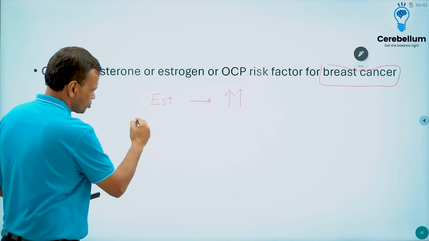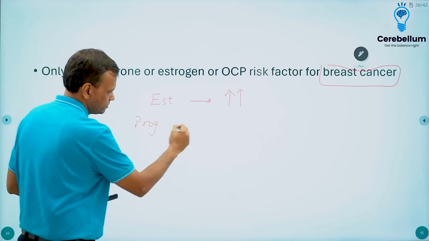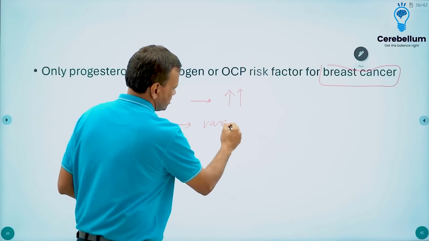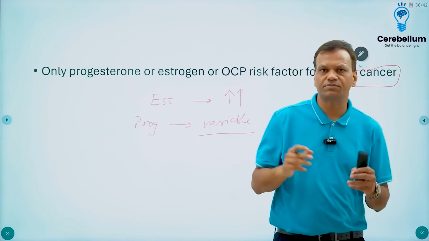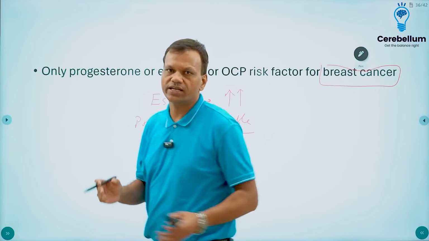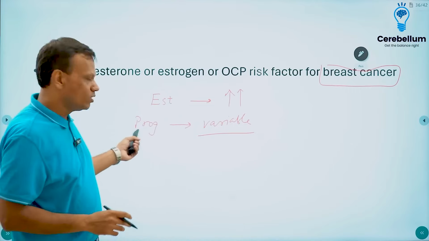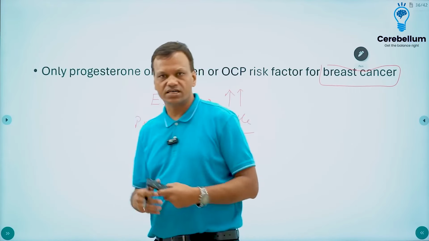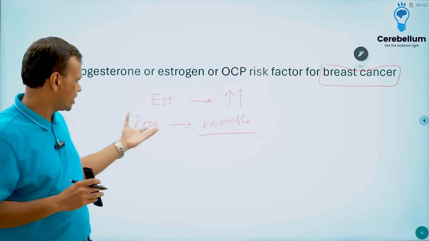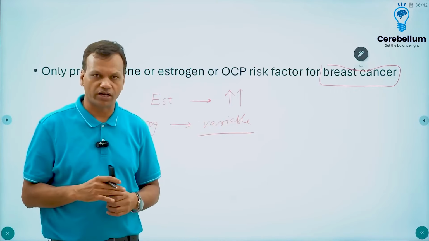But progesterone, there is variable data. Some studies show that progesterone increases the risk of breast cancer. Some studies show they do not increase the risk of breast cancer. So the different studies themselves are not in coordination with each other. So this is a variable effect. We are not sure whether it increases or not.